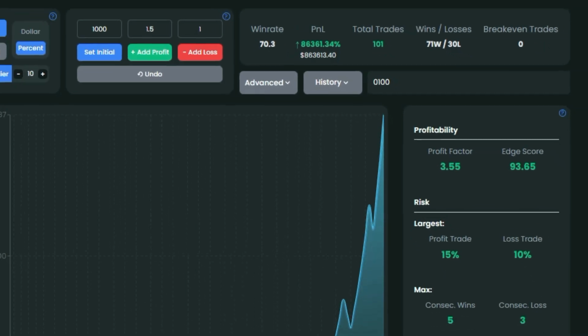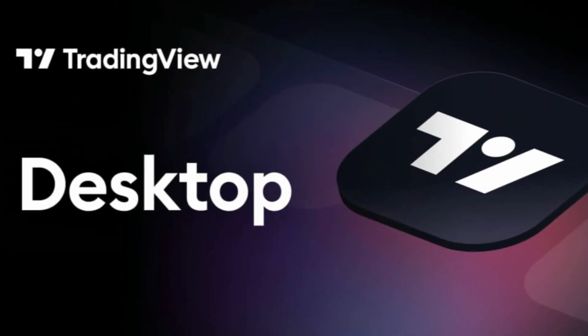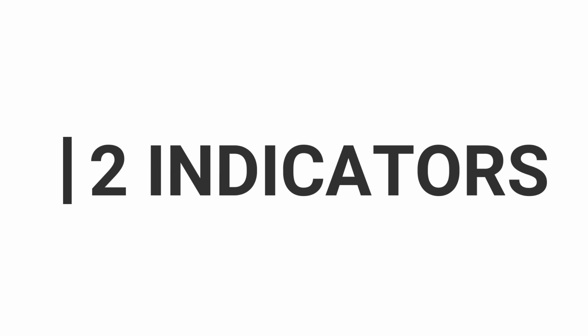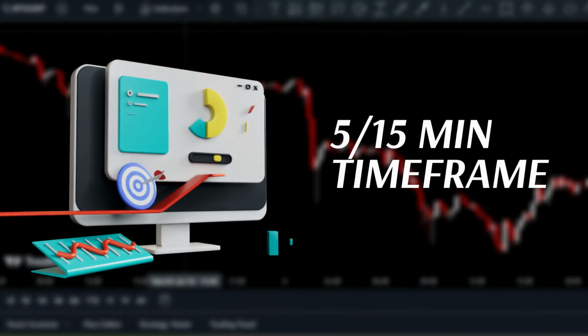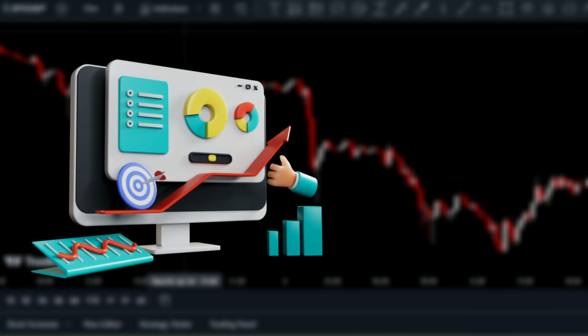Awesome. First things first, head over to the TradingView website and we'll be using 2 free indicators from there. I recommend using the strategy on either the 5-minute or 15-minute time frame, but feel free to tweak the indicator settings to suit other time frames if you'd like.